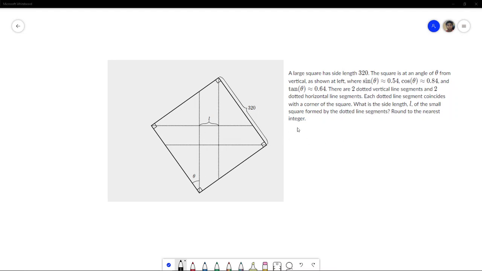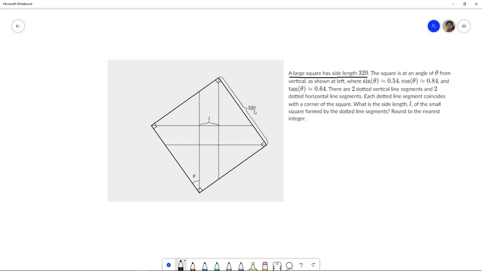So first of all, let's underline what we've been given. We know that the large square has a side length of 320, as we can see over here, and we also know that it's a square. Therefore, all of these side lengths are going to be 320, 320, and 320. And we know that sine theta over here is 0.54, cos theta is 0.84, and tan theta is 0.64. And we're trying to find L.